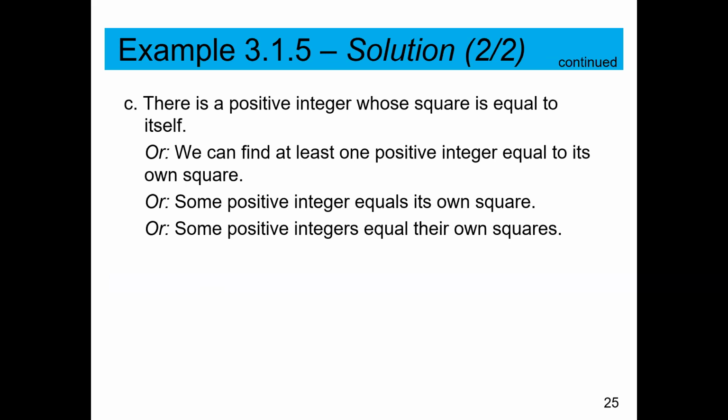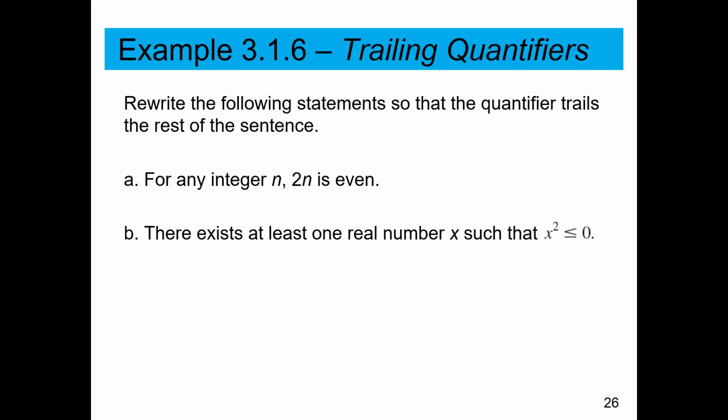So let's look at some different ones to go a little bit differently. What about this one that says for all integers n, 2n is even? Notice that the quantifier trails the rest of the sentence. So I'm kind of doing for all integers n, and there exists at least one real number x. So let's just look at this. This one, I can translate really easily. How can I rewrite this?